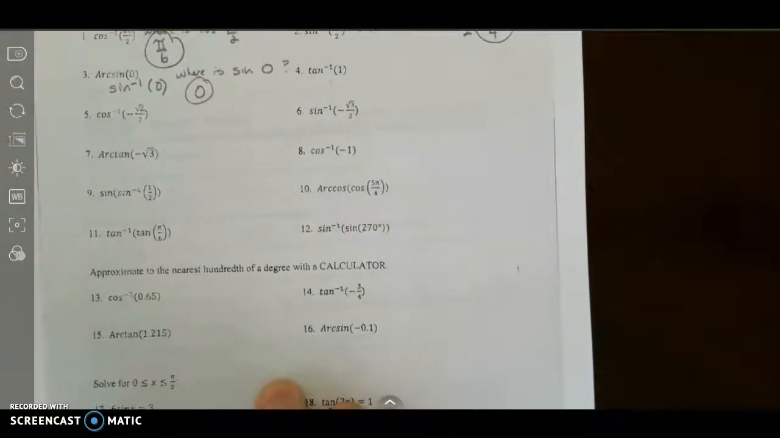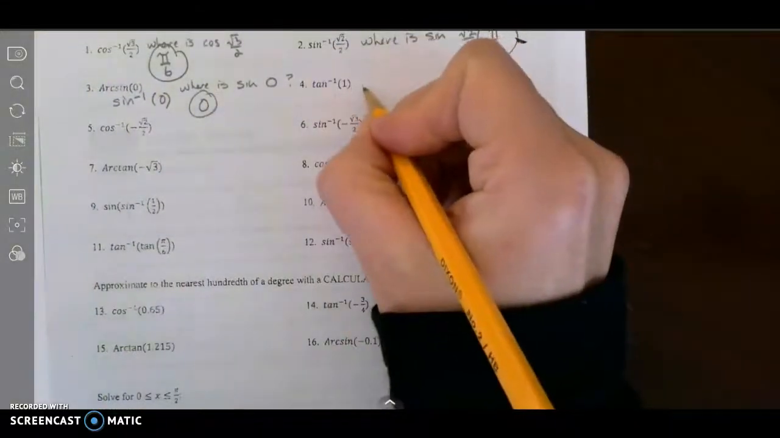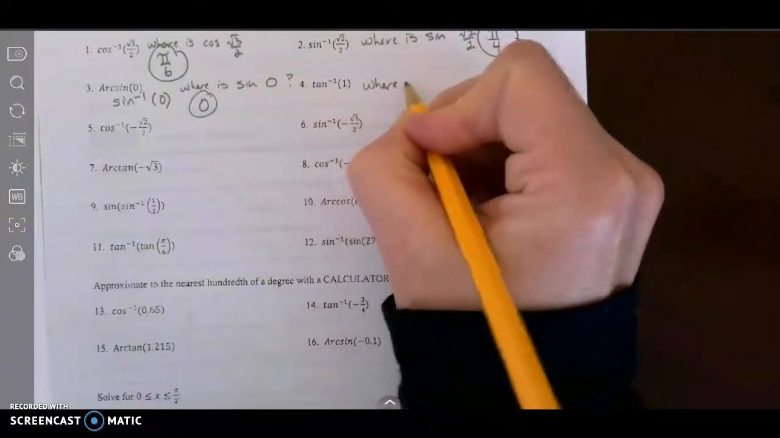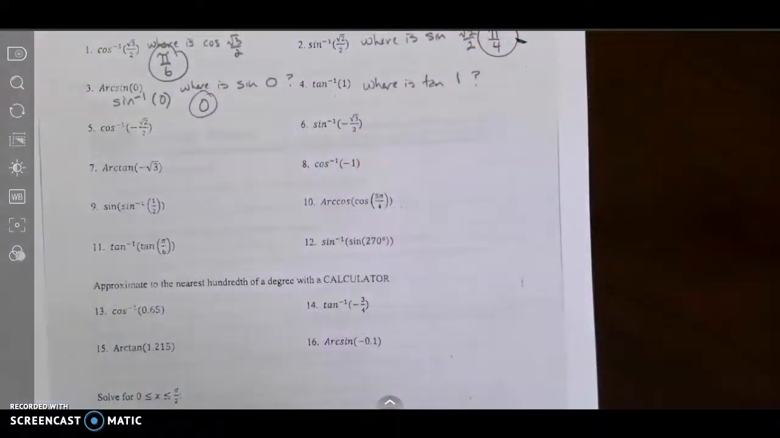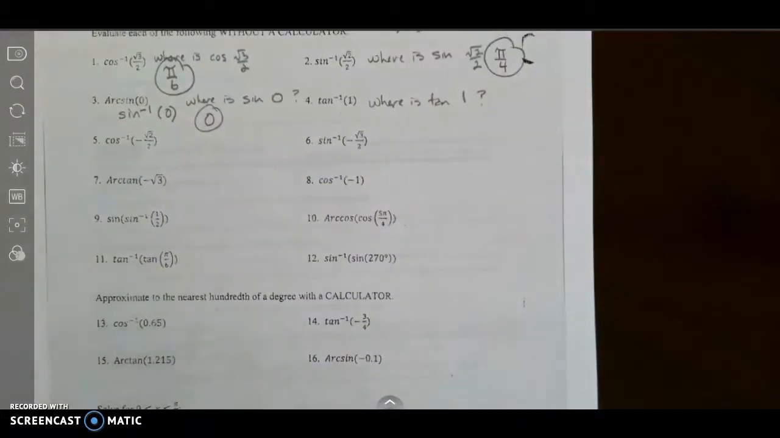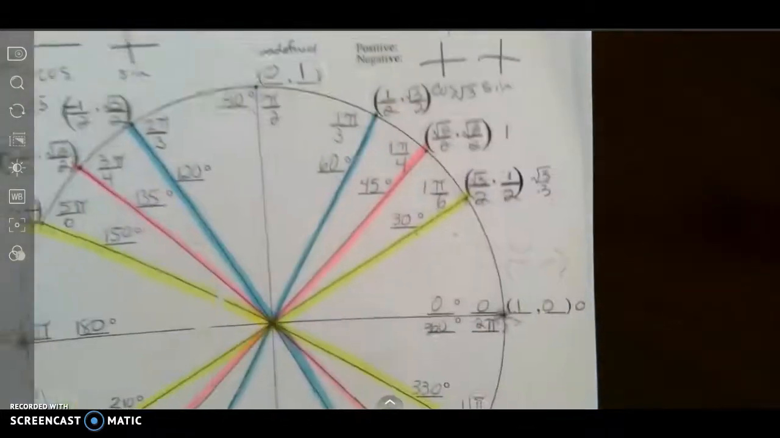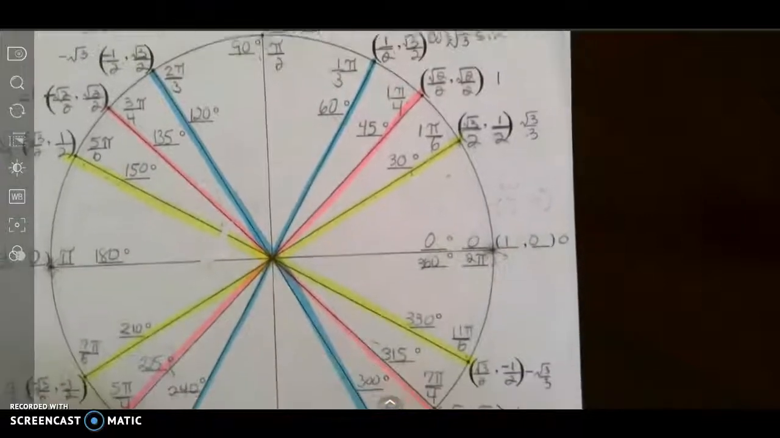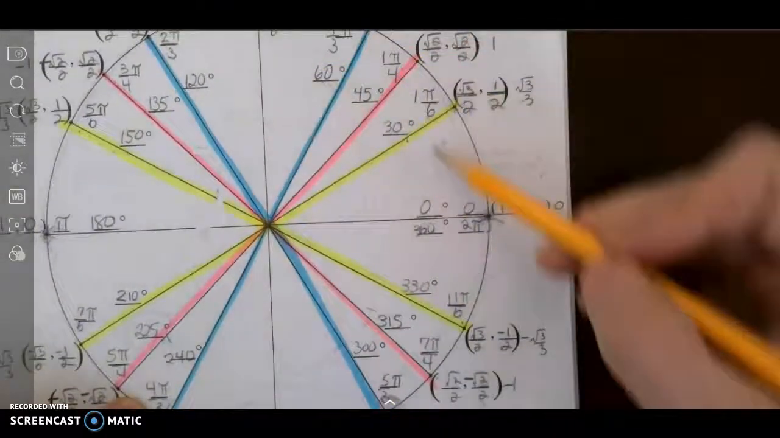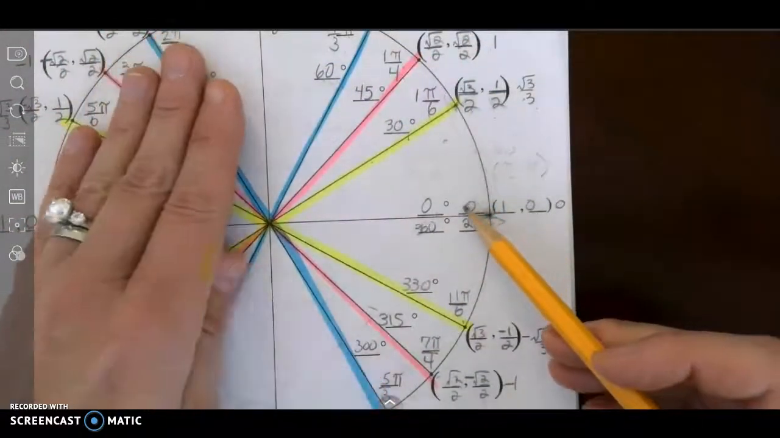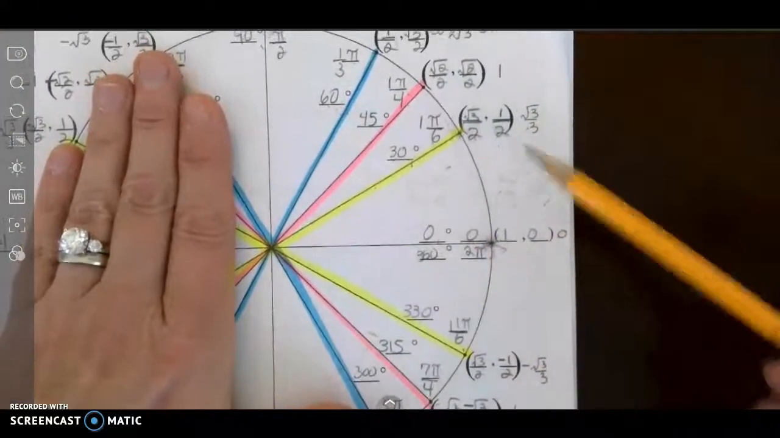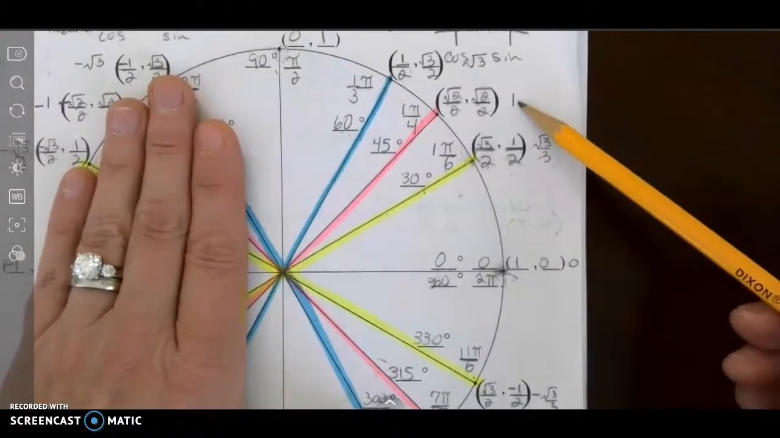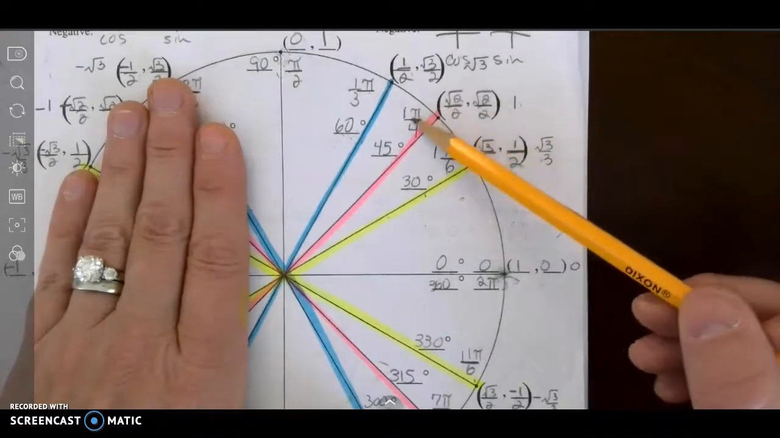Inverse tangent is 1. So it's asking where is the tangent 1. So I'm going to look at my unit circle. Inverse tangent is only on the right side. I don't want to look at this side of the unit circle at all. This side does not exist. Where is the tangent 1? See it right there at pi over 4.